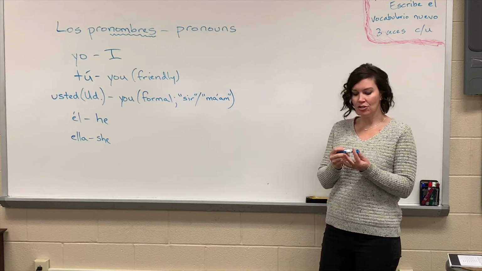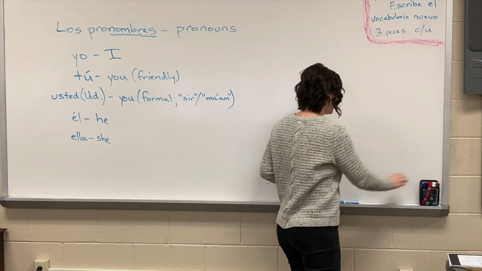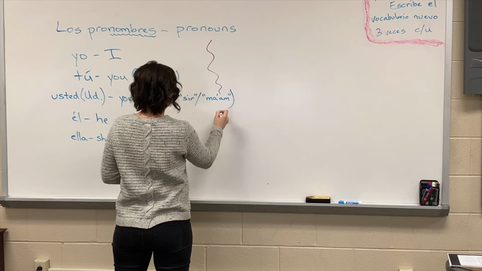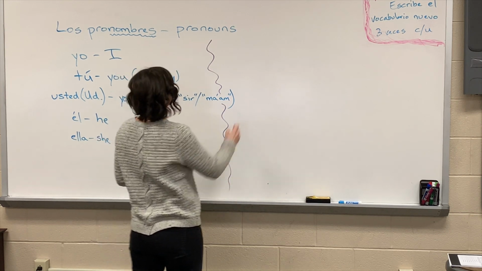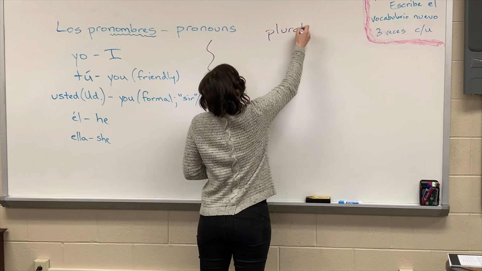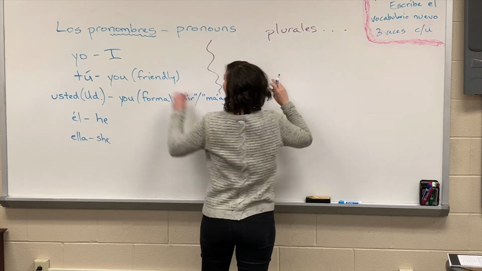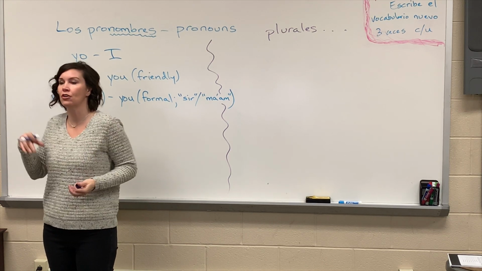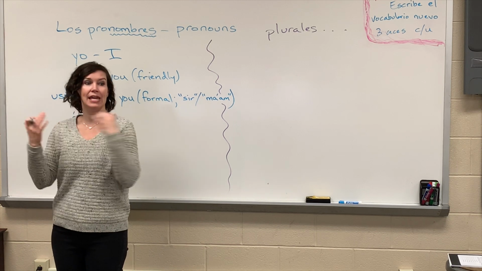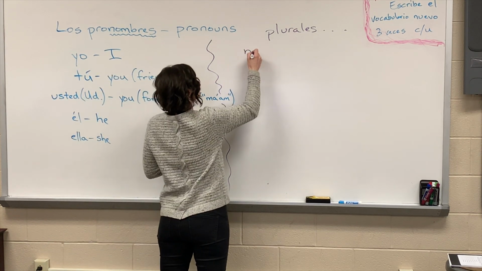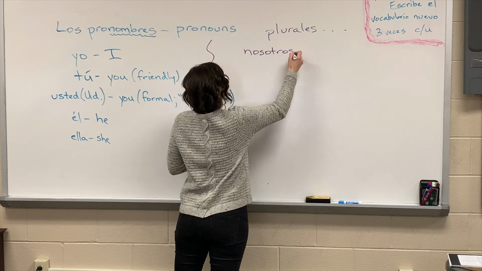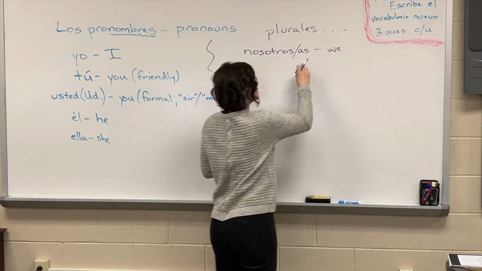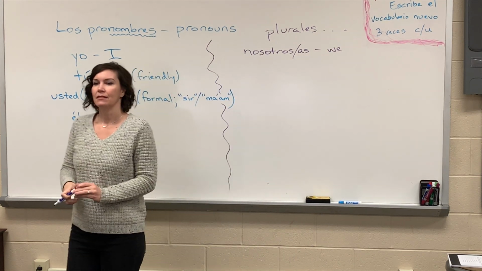Okay, now, changing colors up. Making a switch because we are now talking about plurales. So the plural of yo, anytime you have yourself included and some other people, whether it's one other person or muchas personas, it's going to be we, which is nosotros. Nosotros. And I'm going to go ahead and put nosotras because if it's all girls, then it's nosotras. And that means we.